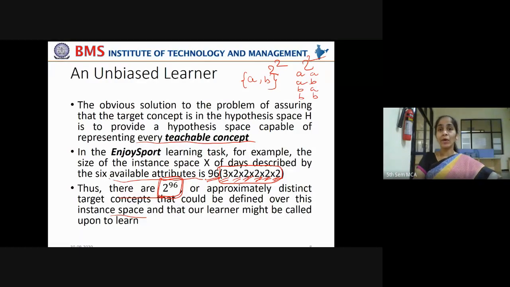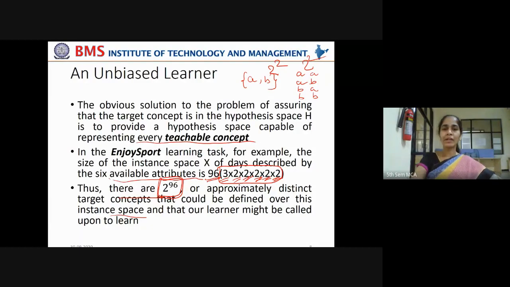Got it now? So we are trying to start with all possible hypotheses in order to make a learner unbiased. I'm not supporting the cause that a learner should be unbiased. I'm telling if a learner is unbiased, let us see what will be the problems. And we have to go back to a biased inductive learner only. We have to make the learner biased. Unbiased learner will not help us.